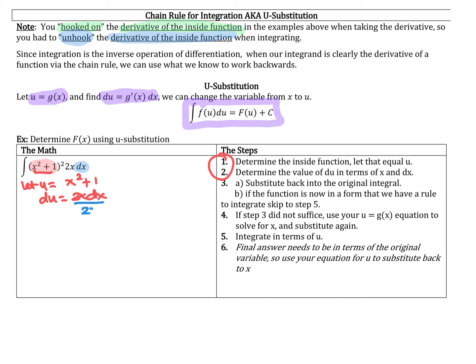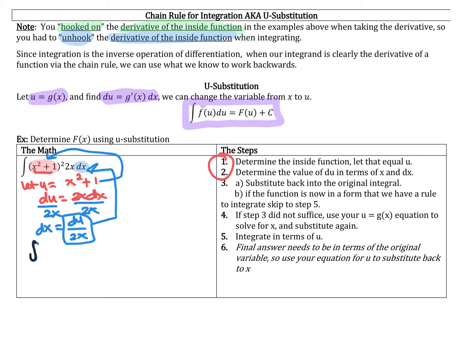So I'm going to divide both sides by 2x so that I can say that dx is just equal to du divided by 2x. So now this is going to get substituted into my integral for dx. This u is going to replace x squared plus 1. So let's rewrite that whole integral using all of our new information.